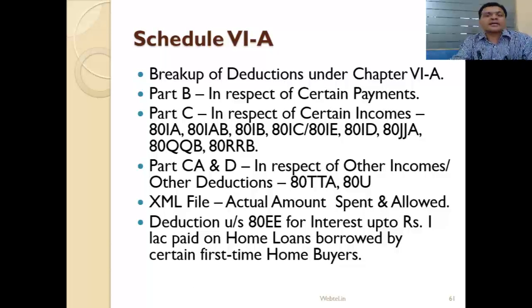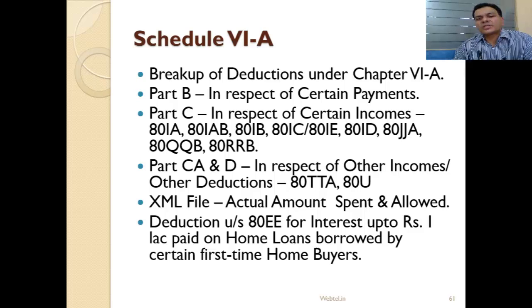Coming to Schedule 6A, another important schedule of deduction. Now the breakup of deduction needs to be given. Part B is in respect of the most common deductions, which is under 80C, 80D, medical insurance, etc. and most other deductions. Part C is in respect of certain incomes, applicable generally in the case of business, etc. ATIA, ATIB, etc. All these cases are generally not applicable to individuals. Then Part CA and Part D are in respect of certain other incomes or other deductions, like 80TTA in respect of savings interest up to 10,000 and 80U in the case of handicapped people, etc. So this bifurcation needs to be given now in the return form.